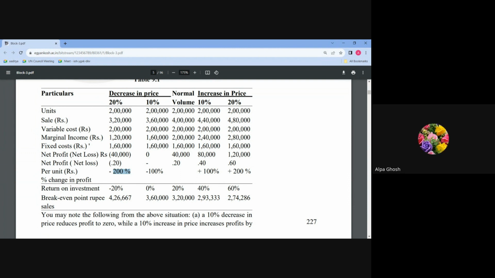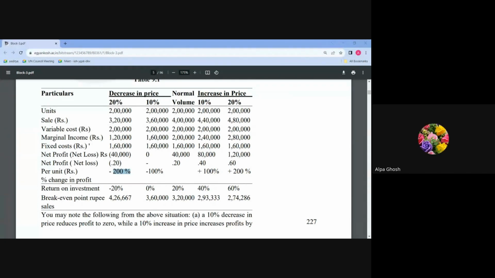When we are saying percentage change, always remember change is a comparative study. What was our topic? The impact. What is the impact if there is a change in the price or a change in the volume? Normally it was a profit of 40,000, and now if we decrease it by 20%, it is a loss of 40,000. The units are the same. So if in one case it is 40,000 plus and in another it is 40,000 minus, then what is it in terms of percentage?